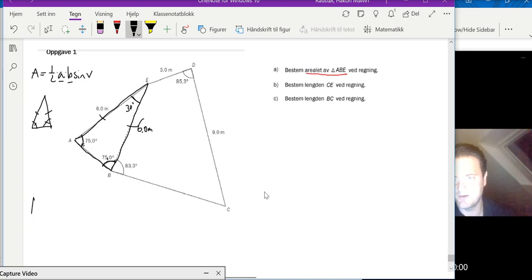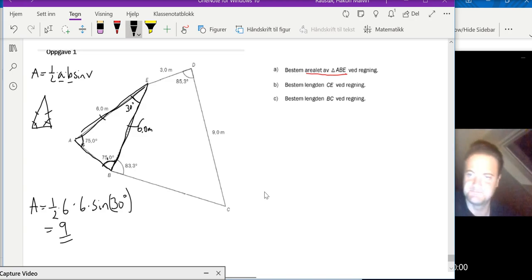So the area of the triangle is 1/2 times one side times the other side times sine of the angle between them. And if we put this into the calculator, we get the answer 9. I don't show the calculator here, but this will be 9 as an answer. So the area of this triangle is 9.